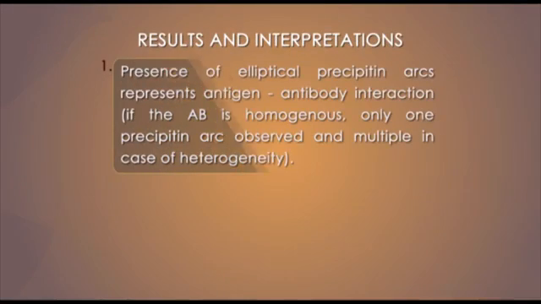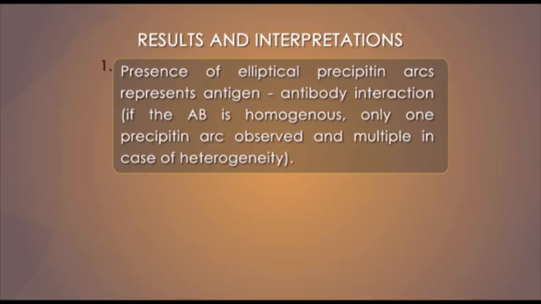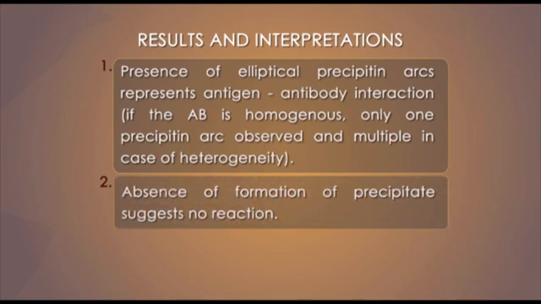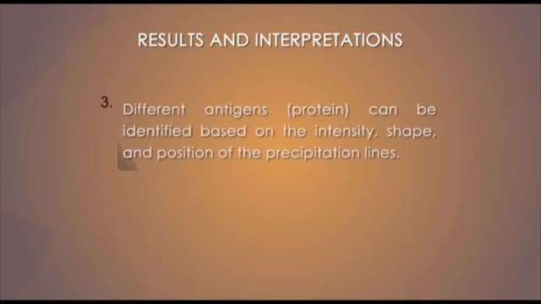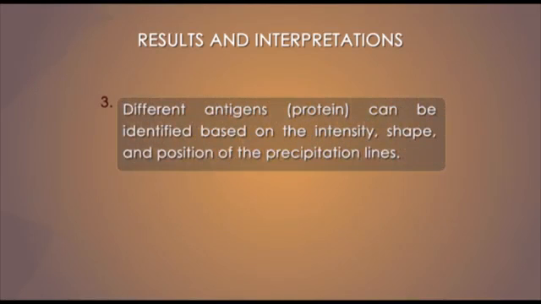First, presence of elliptical precipitin arcs represents antigen-antibody interaction. That is, if the antibody is homogeneous, only one precipitin arc is observed, and multiple in case of heterogeneity. 2. Absence of formation of precipitate suggests no reaction. 3. Different antigens, that is the proteins, can be identified based on the intensity, shape, and position of the precipitation lines.